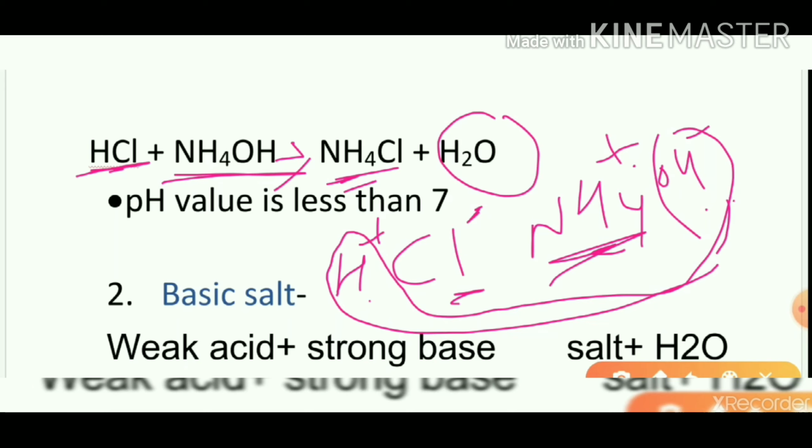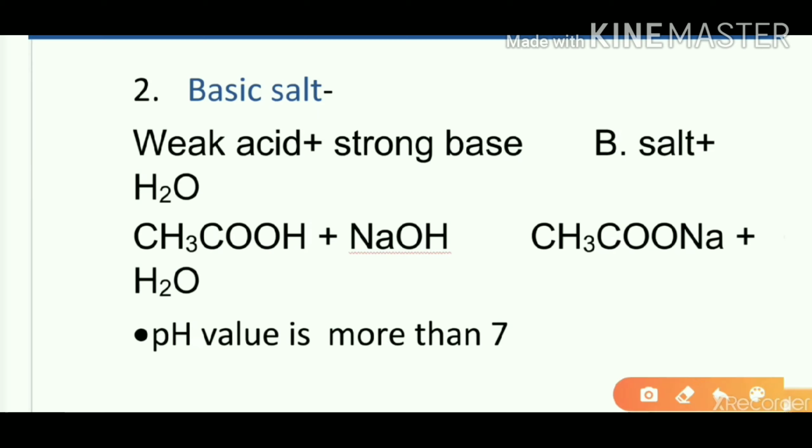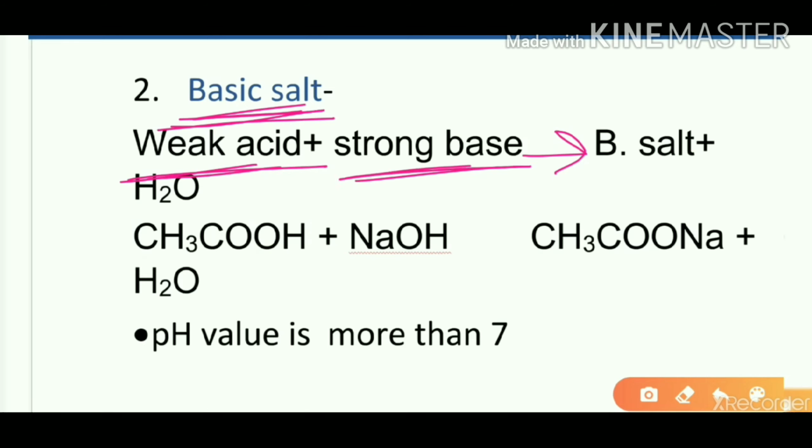Now the important thing is that the pH value of acidic salt is less than 7. As we know that acids have pH value less than 7, so the acidic salt also has pH value less than 7. The second type of salt is basic salt. With the name it is clear. That means the salt which contains strong base is known as basic salt. In this type of salt, weak acid reacts with strong base to form basic salt along with water.